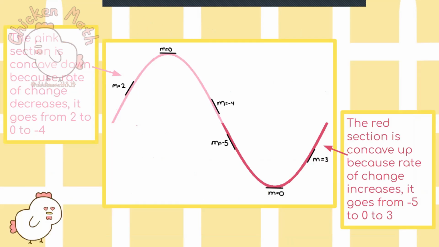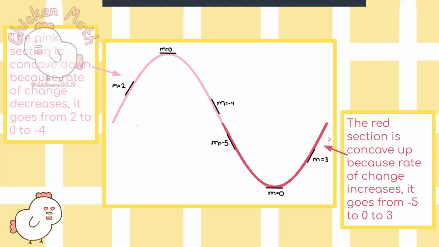So here's an example of what we mean by point of inflection and concavity. Right here at this graph, the slope or rate of change. Precalculus wants you to use the word rate of change instead of slope, but they mean the same thing. So rate of change here is 2. Then as you go along the interval, 0 and -4. This pink portion right here is concave down because rate of change decreases as you go along the interval.